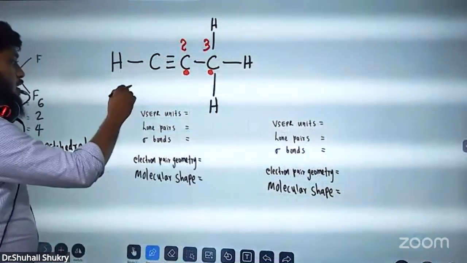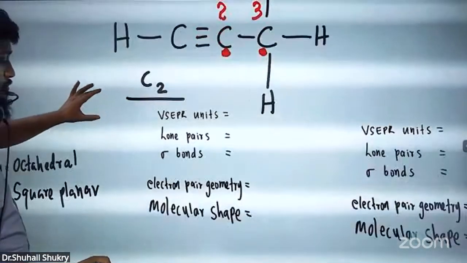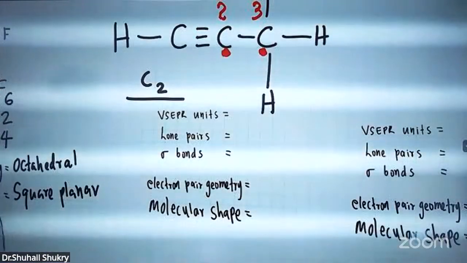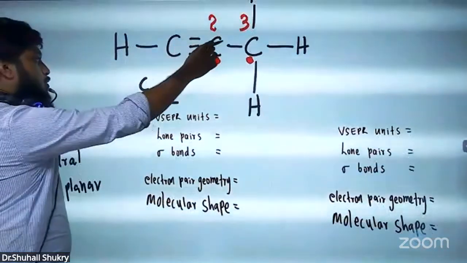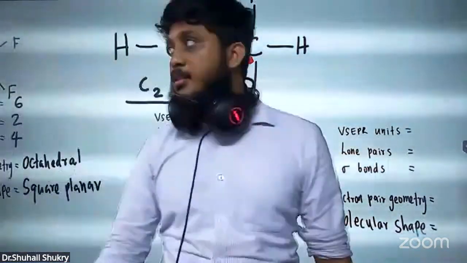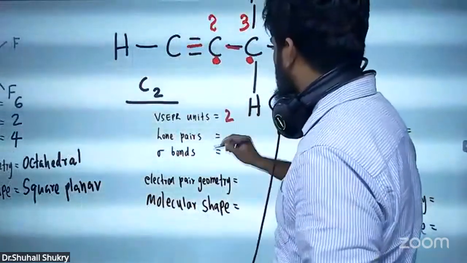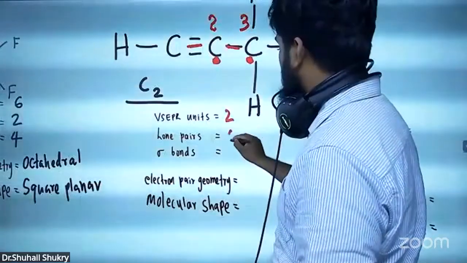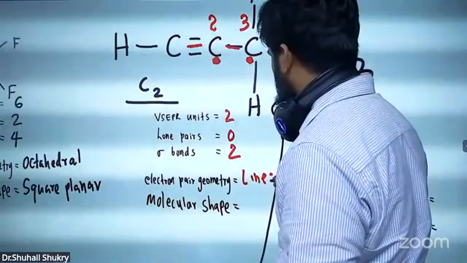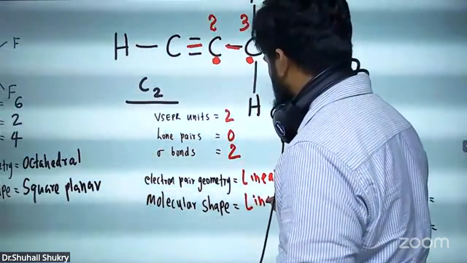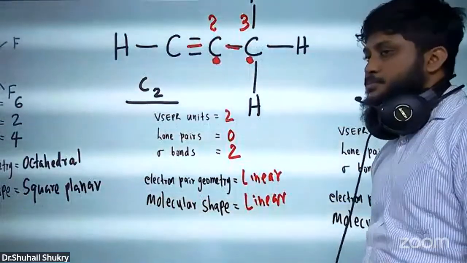Now, this for carbon 2. Then for carbon 2, I can write the VSEPR units around this. How many VSEPR units are around this? You can see there is a triple bond. This one is a sigma bond, this one is a sigma bond. These sigma bonds are 2. Lone pairs 0. Sigma bonds 2. Electron pair geometry linear. Molecular shape linear. Sometimes electron pair geometry and molecular shape are both the same.